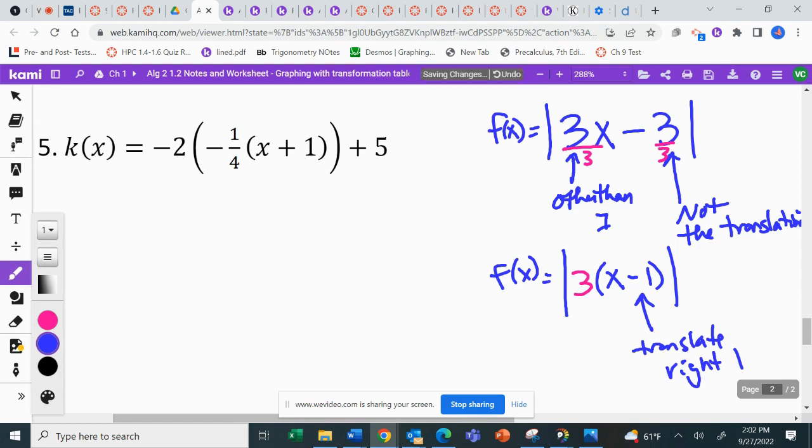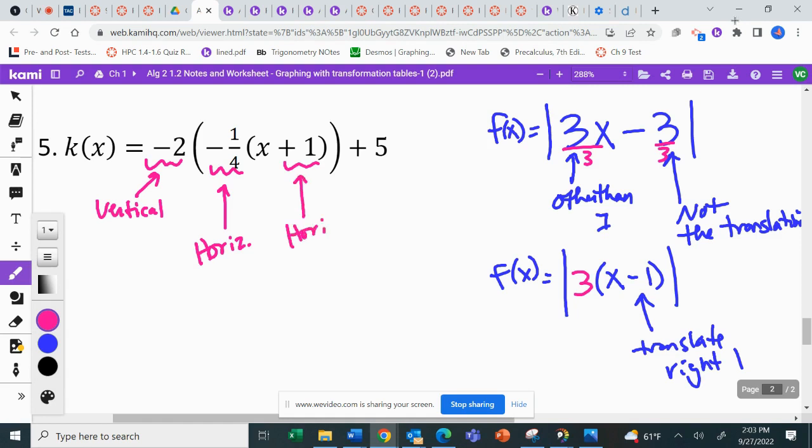Okay. So what I've done for question 5 and 6, I did not want to make you do this factoring step because I don't feel like we've had enough practice, so I'm not going to make you do that on a test either. But what I did here is already take the number out. So right here, this negative 2 out front, this is vertical. And then this minus 1/4, that's horizontal. And then this plus 1 is also horizontal. And then this plus 5 is vertical.